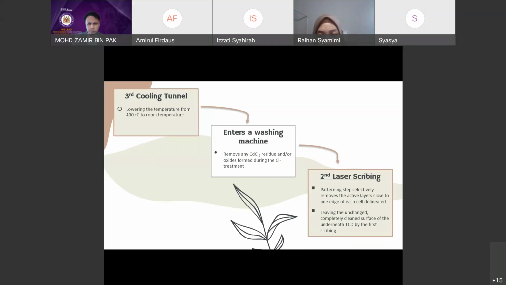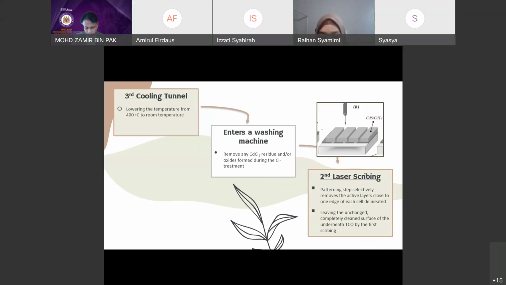This patterning step selectively removes the active layer close to one edge of each cell delineated by the first scribing. The laser action only has to remove the cadmium sulfide and cadmium telluride semiconductor, leaving the unchanged, completely clean surface of the underneath TCO, as shown in the figure.